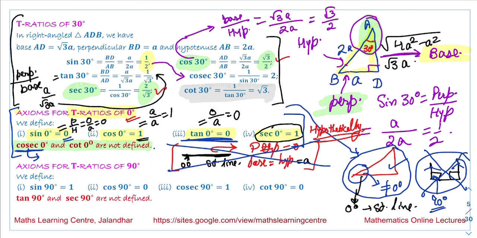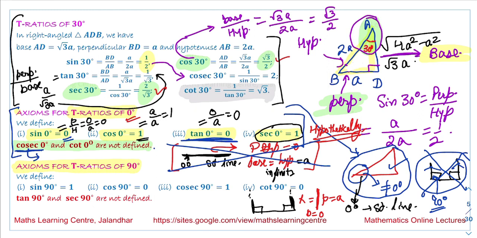Next we have the T ratios corresponding to the 90 degree angle. When we are talking about the 90 degree angle, the situation is something like this: both these angles are of 90 degree, and both these lines will meet each other at infinity. The triangle that is formed here will be just a straight vertical line. So the value of the base is 0, and the hypotenuse is equal to the perpendicular, which is equal to a.